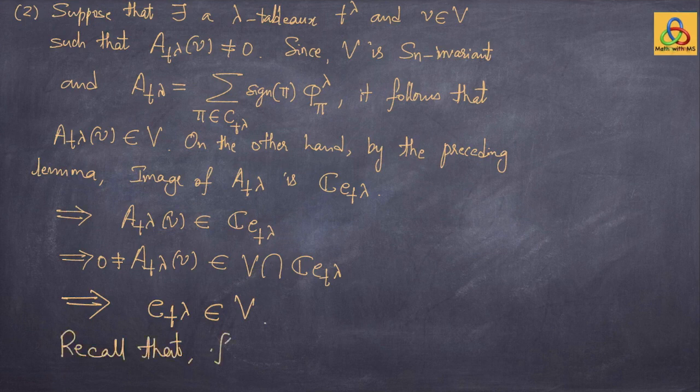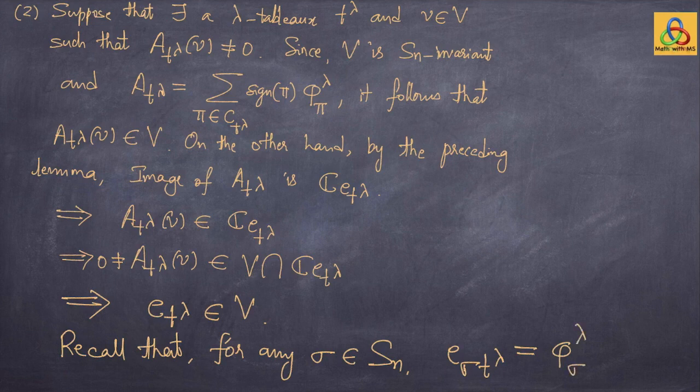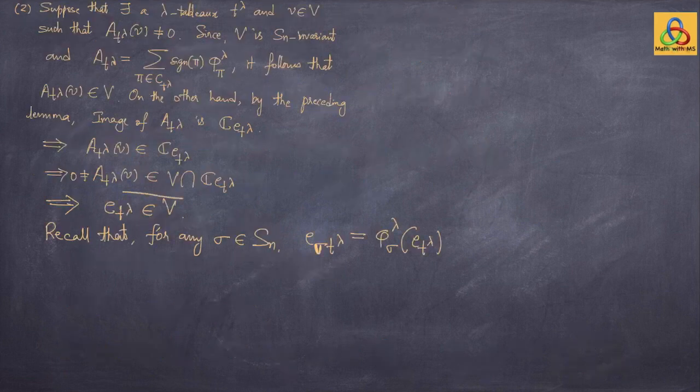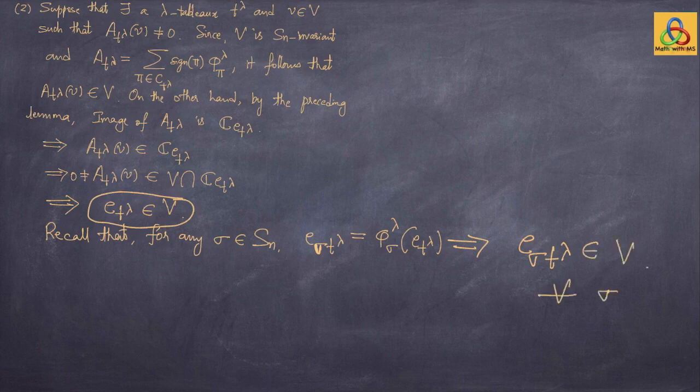Now recall that for any permutation sigma belonging to the symmetric group Sn, the polytabloid E of sigma of T lambda is the operator phi lambda of sigma acting on the polytabloid E of T lambda. But here we just showed that E of T lambda belongs to V, and V is Sn invariant, therefore phi lambda sigma of Et lambda also belongs to V, which implies that E of sigma of T lambda also belongs to V for every permutation sigma belonging to Sn.